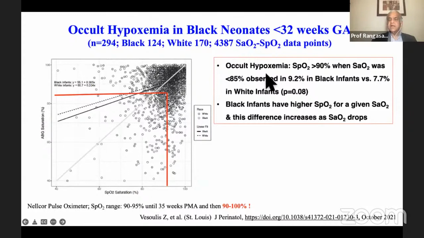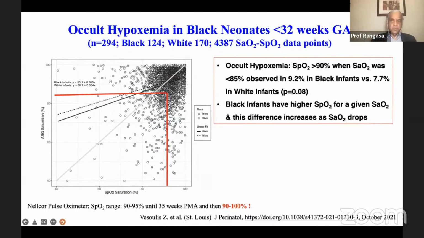And they showed occult hypoxemia. That is, when the SpO2 is more than 90, arterial blood saturation was less than 85 in nearly 9.2% of the time in Black babies compared to 7.7%. So Black infants have a higher SpO2 for a given arterial oxygen saturation, and this difference increases as saturation drops to 88 or 87. So if you accept an 85 saturation, for example, in a Black baby, that baby is actually much more hypoxic because of the pigmentation effect on pulse oximetry performance.